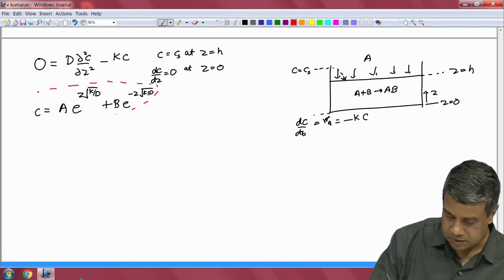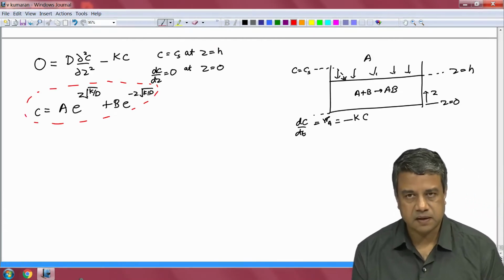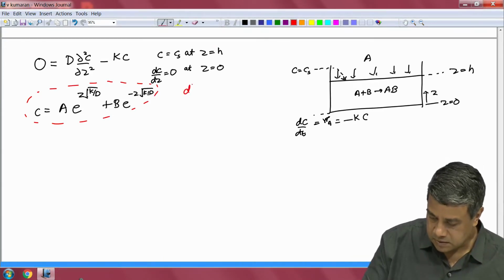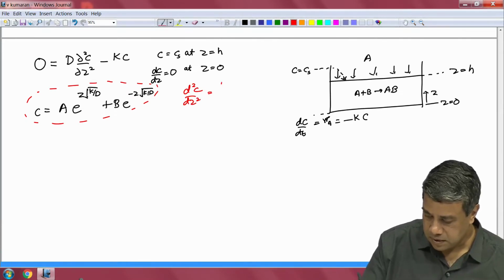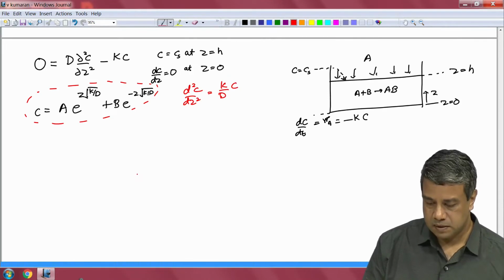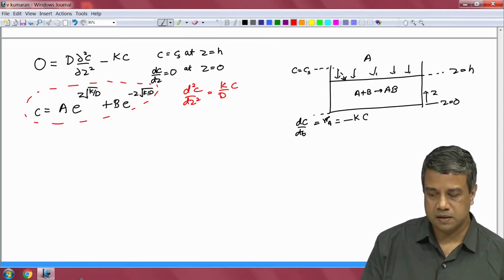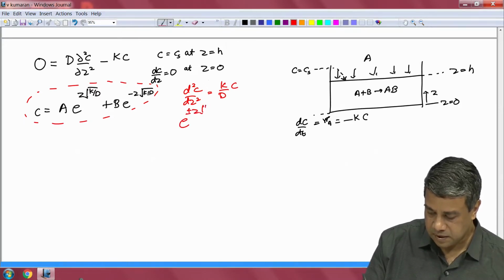This is the solution. In the exponential you have z times root of k by D. You can get that quite easily by writing this as d square C by dz square is equal to k by D into C. And this is a linear equation, second order linear equation, and the solutions for these are e power plus or minus z root of k by D.